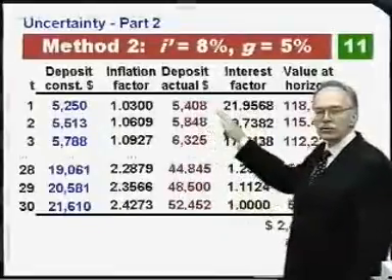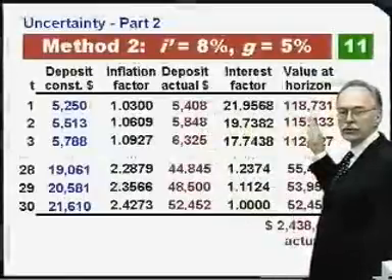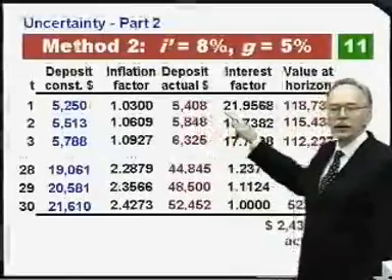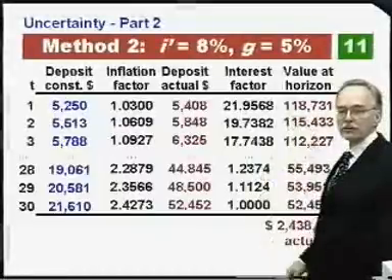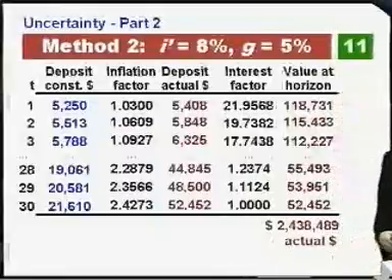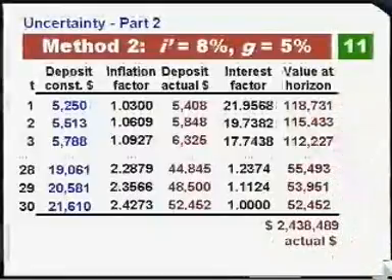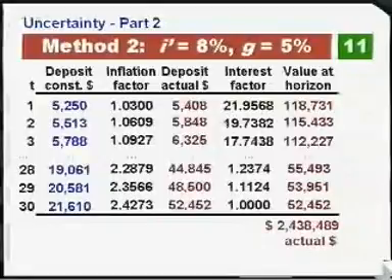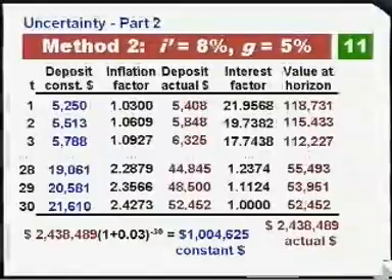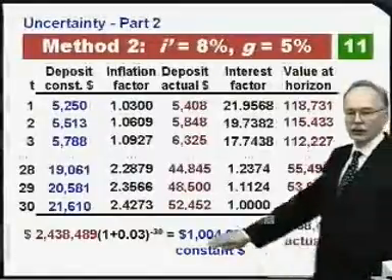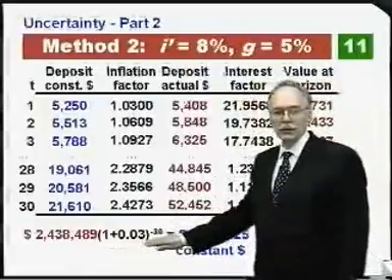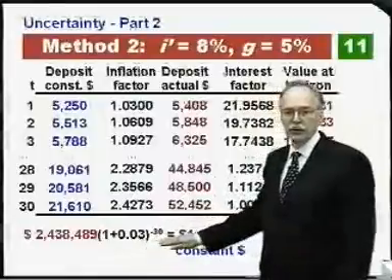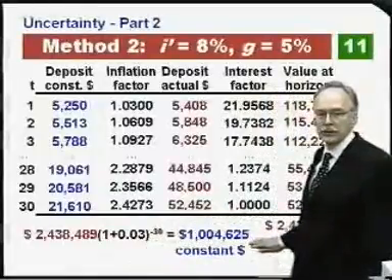Each one of these terms then would translate into an amount at the end of the 30 years. The first deposit, 5,408, is going to translate into $118,731 in actual dollars after 30 years. We sum that column, and we get $2,438,489,000. Then, of course, we can find out what that value is in constant dollars because it's 30 years in the future. So apply the inflation factor with a negative exponent, and then you get a little more than $1 million in constant dollars.